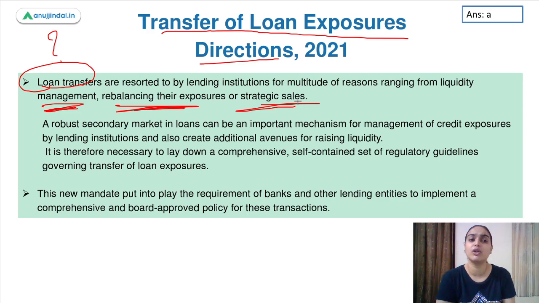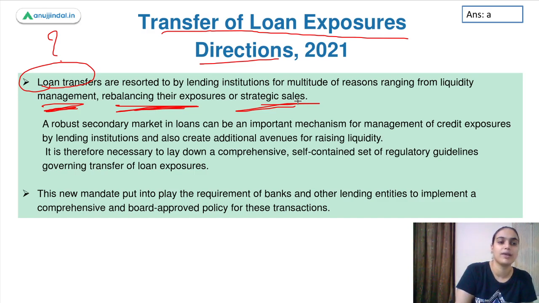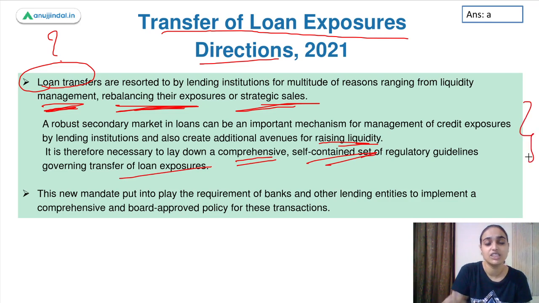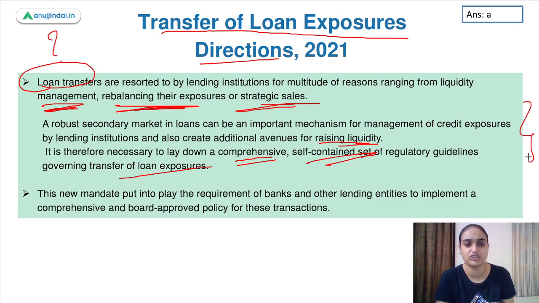Okay, we have strategic reason as well that we want more funding which can be used to lend more loans. We might also transfer loans when we are seeing that we are not able to recover them. Like aap ARCs ko apne loans transfer kar dete ho, NARCL ko kar dete ho taki wo aapki recovery mein help kar sake. So there can be various reasons for loan transfers. A robust secondary market in loans can be an important mechanism for managing the credit exposures by lending institutions and create additional avenues for raising liquidity. It's therefore necessary to have comprehensive self-contained regulatory guidelines to govern this. Ab transfer karna loans ko bahut important hai, kai situations mein hum aisa karte hain to hamare liye requirement hai ki usse related ek comprehensive policy banai jaye.